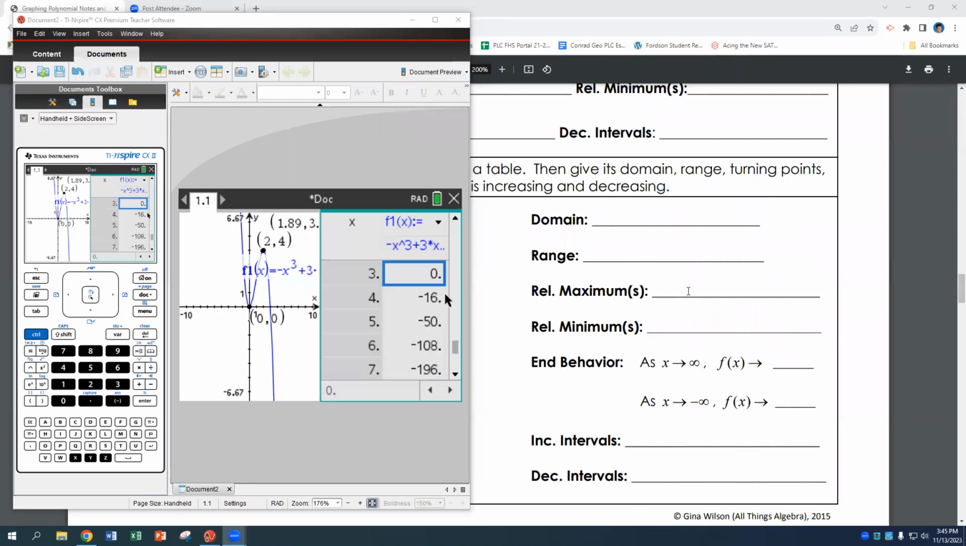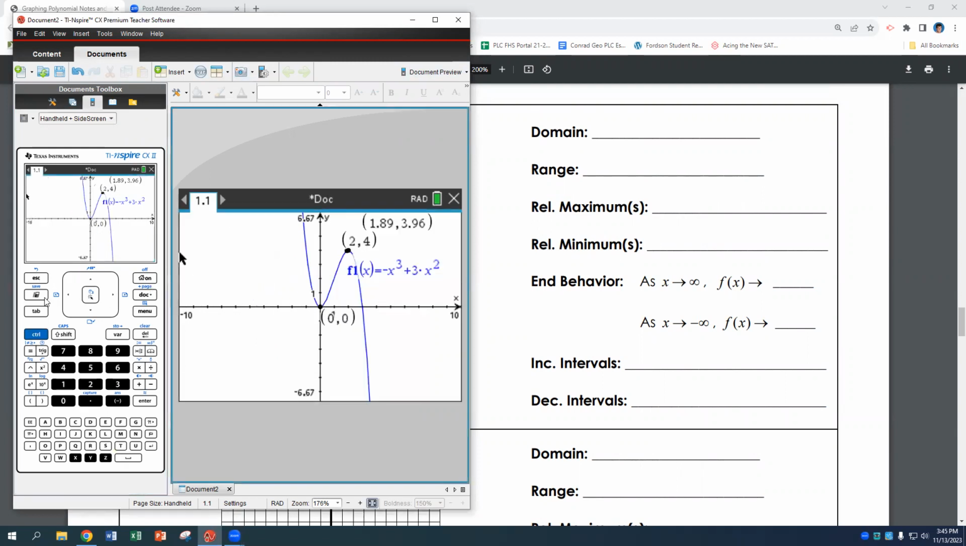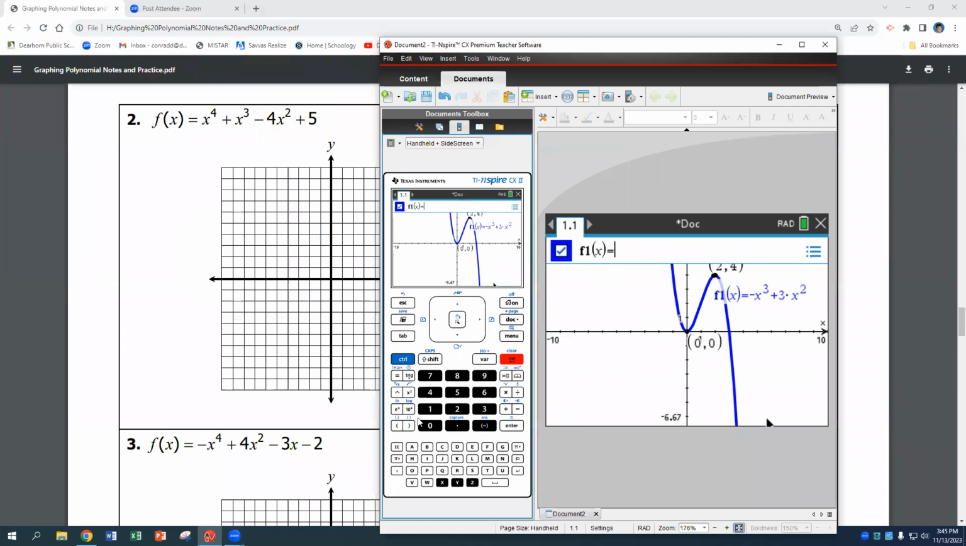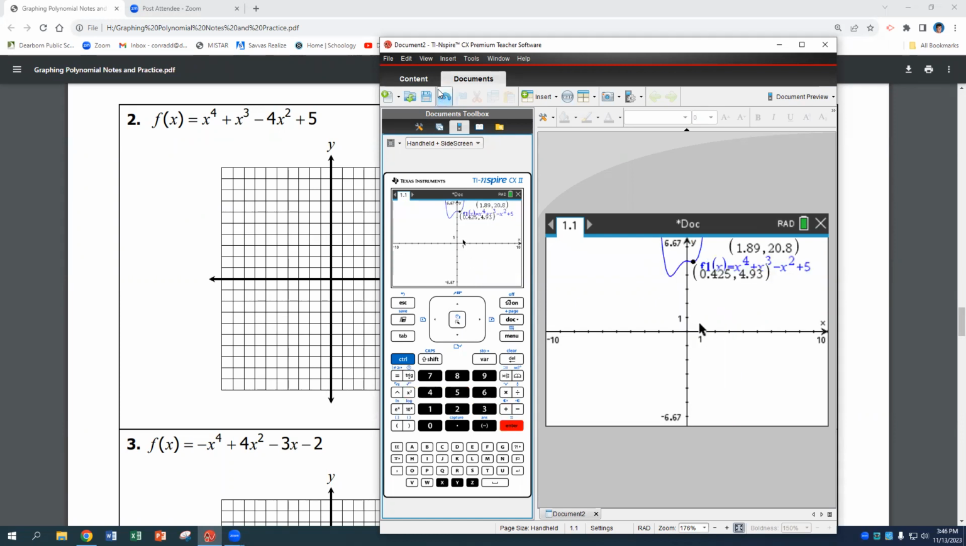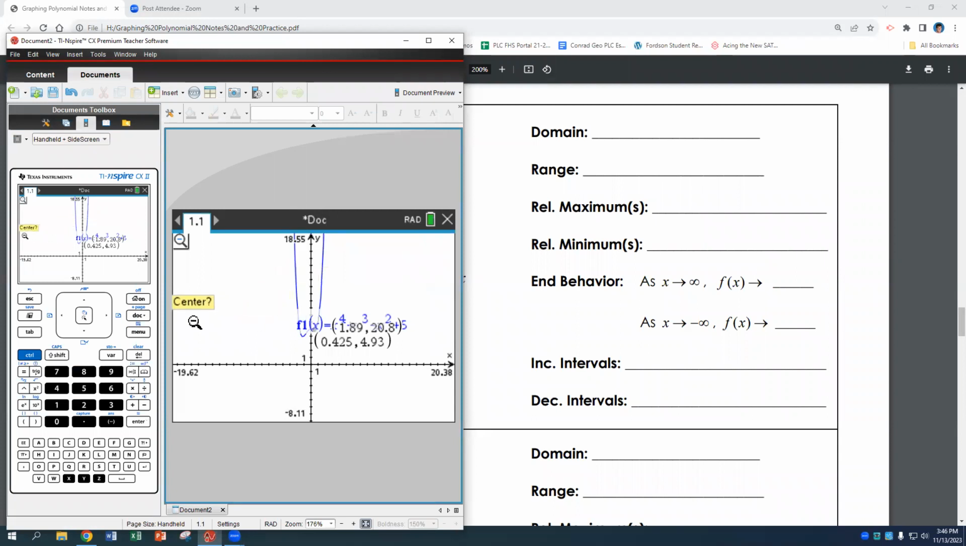All right, I guess we can do one more example on here. Let's get rid of the table. Let's go up here and change this. Our function this time is going to be x to the fourth plus x to the third minus 4x squared plus 5. I'm going to hit enter. There's my function. I'm going to zoom out a little so I can make sure I see it good.